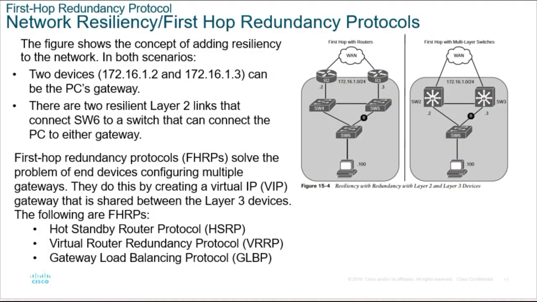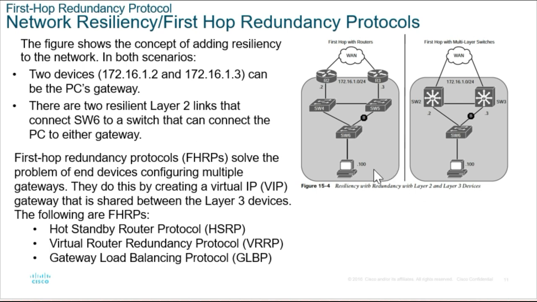a topology. Let's look at this example topology where on the left hand side we have two routers acting as the gateway, where both routers 172.16.1.2 and 172.16.1.3 can be the gateway for this PC. This topology is also the same, but using a multi-layer switch. So this topology shows an example of adding redundancy. That means we add an extra device as a backup or as a load balancer to perform the same task.